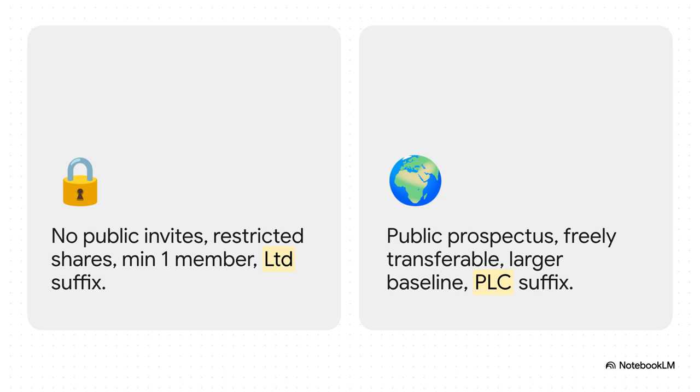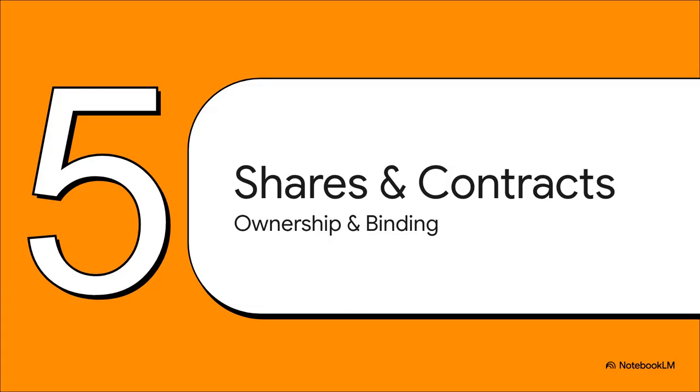3. Membership. A private company needs a minimum of just 1 member, while a public company requires a higher baseline. 4. Structural suffixes. Private ends in Ltd, public ends in PLC. And 5. Financial instruments. Public companies can issue debenture stock to global investors, but private companies definitely cannot. Moving right along to Section 5, company shares and contracts.